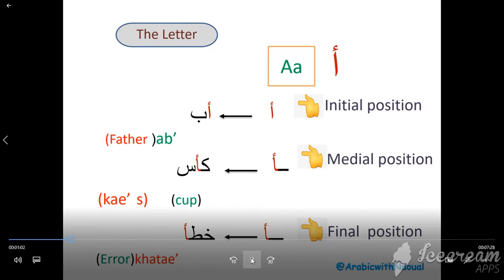Let's start with the letter Alif. The Alif in the initial position is written like in the word أب, in the medial position like in the word كأس, in the final position like in the word خطأ.